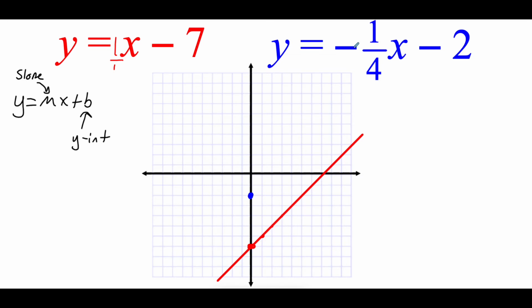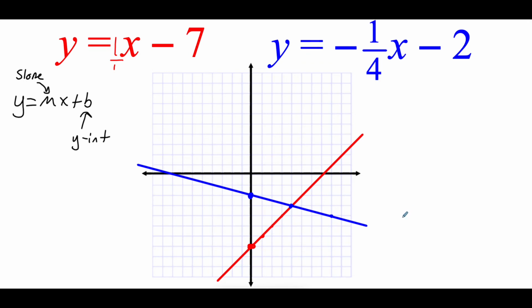Now we've got a slope of negative 1/4. So if we think about rise over run, the negative 1 means we're supposed to go down 1 space and then to the right 4 spaces. I'm going to do that a couple of times to give myself a few points to plot so I can draw in my second line. So I now have both of my equations graphed out on the same axes.